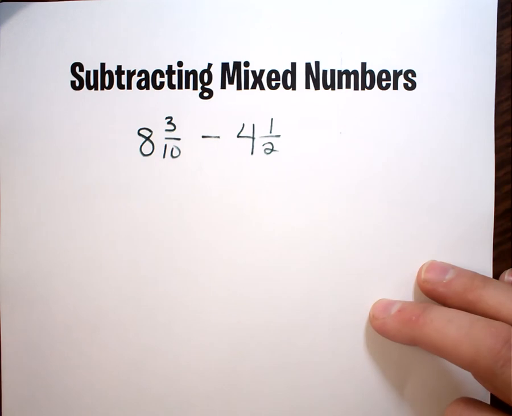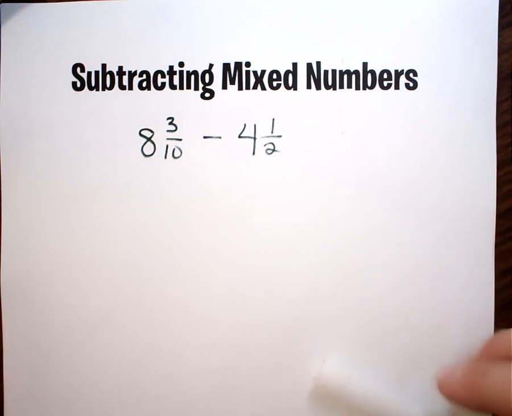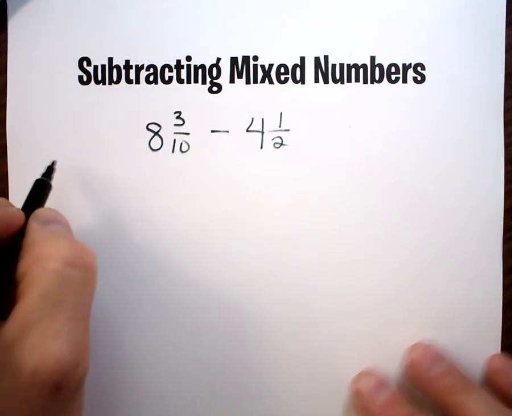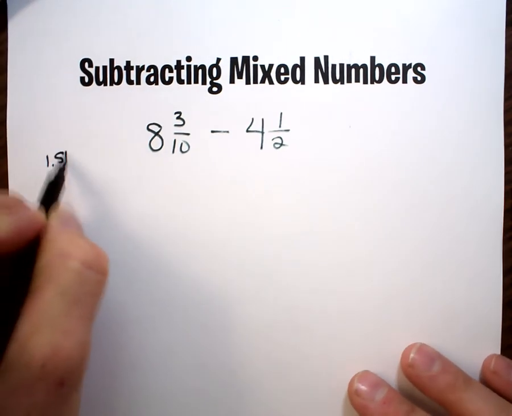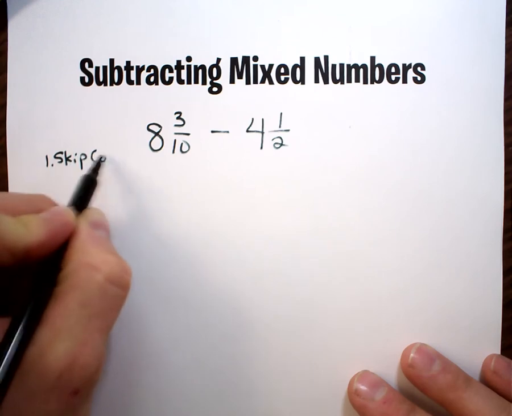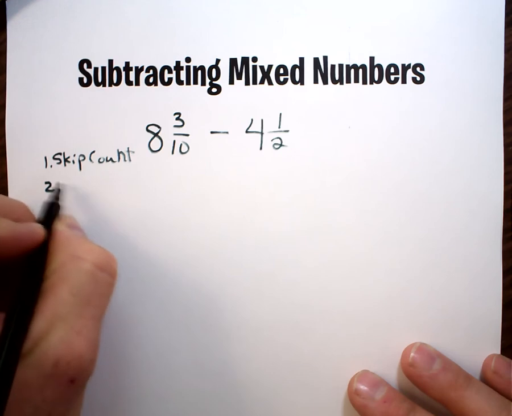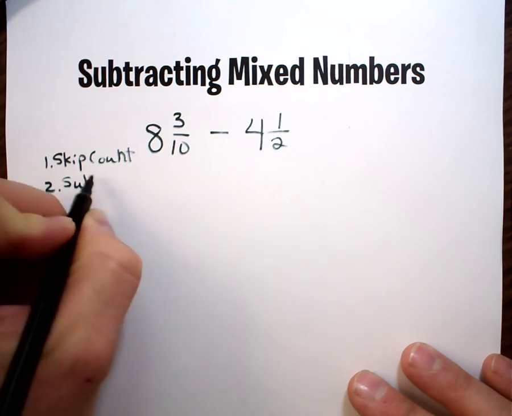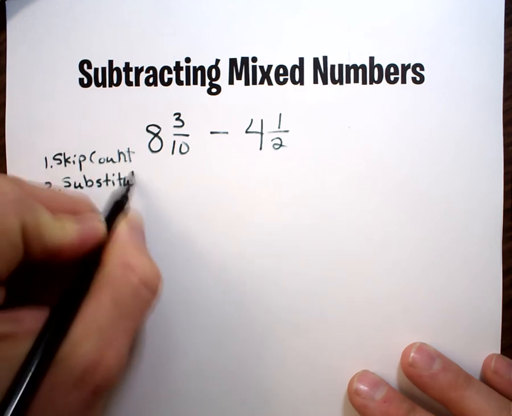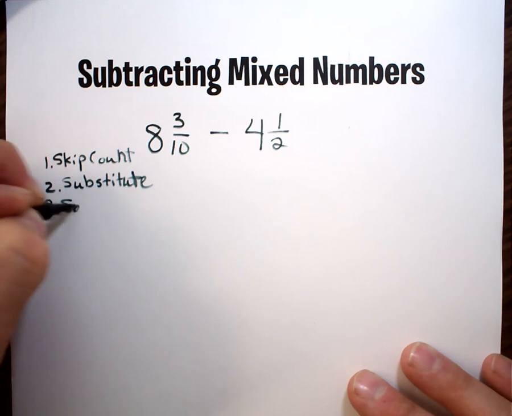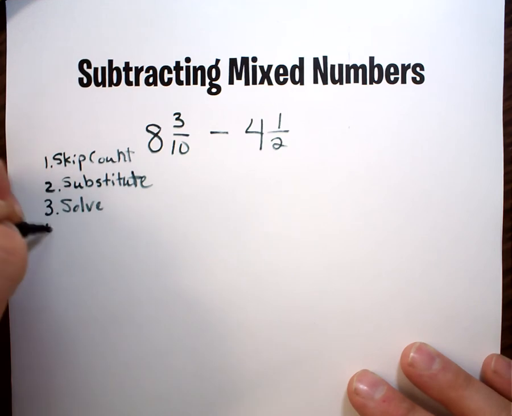I'm going to do a little thing I call the 4 S's. I have a whole video on the 4 S's that you can watch on my channel, but I'm going to list them right here. The first S is to skip count. We do that to find common denominators. The second S is to substitute. We substitute the equivalent fraction so that they have common denominators. The third step is to solve, and the fourth step is to simplify.